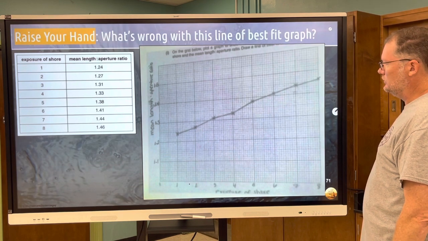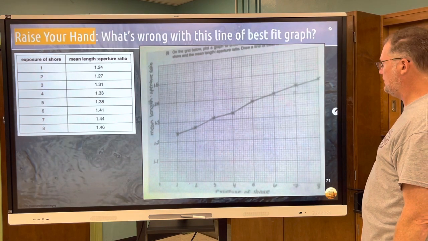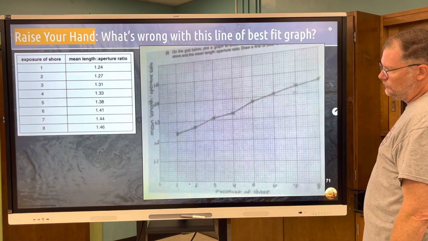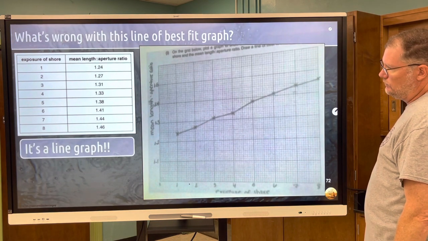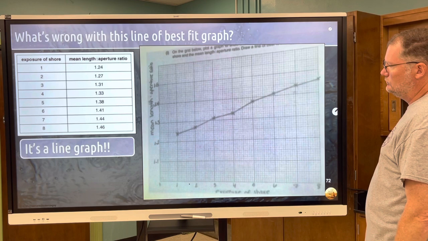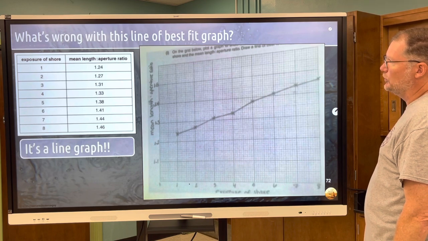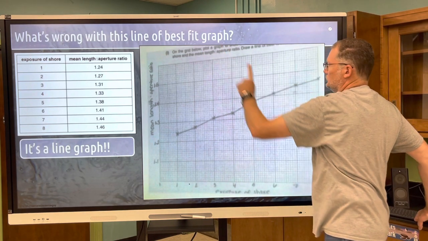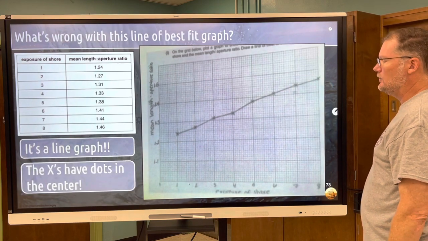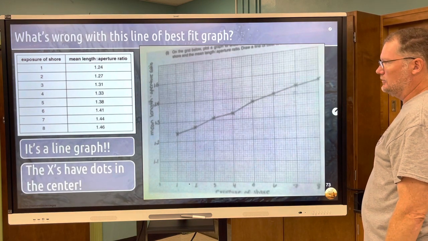What's wrong with this one? Take a moment to look at it. It's a line graph. It's supposed to be a best fit graph. And they made it a line graph. The X's have dots in the center again.